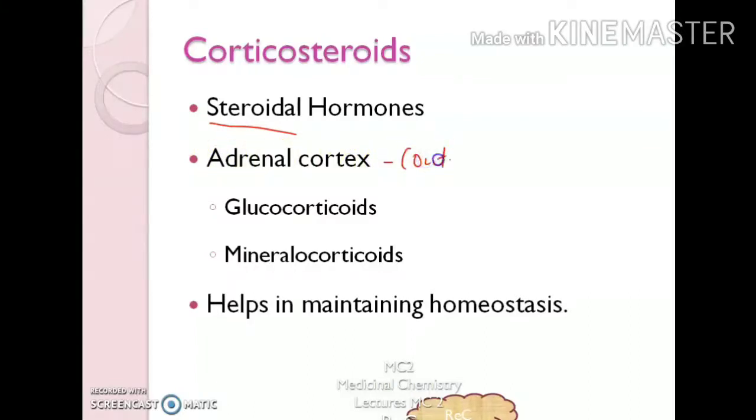There are two classes of corticosteroids. One is glucocorticoid and the other one is mineralocorticoid. Together they help in maintaining the homeostasis of our body.